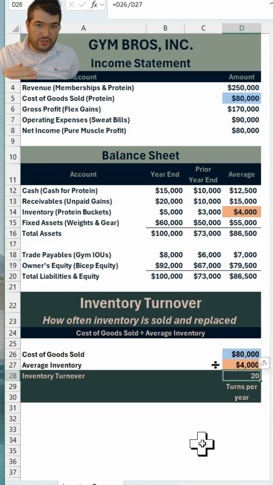If you would see that it's starting to go lower and it goes from 20 turns down to 10 turns, that's when you start asking questions. What changed? Why are you slowing down in your inventory sales? If it spikes up, you also need to ask questions. But like any of these ratios, numbers like this, when you see them changing, that tells you that something operationally has gone on and it's time to start asking questions.